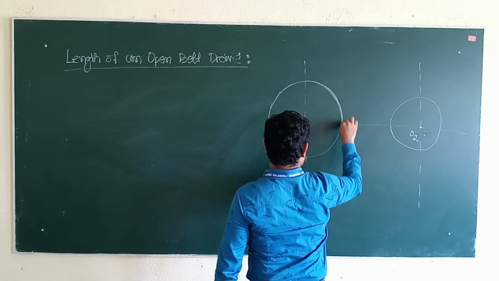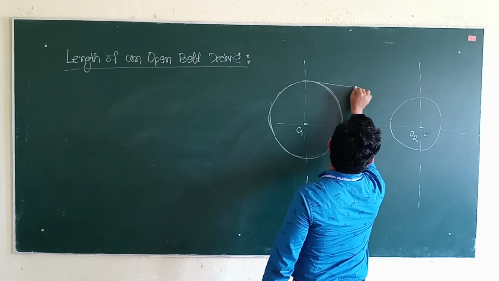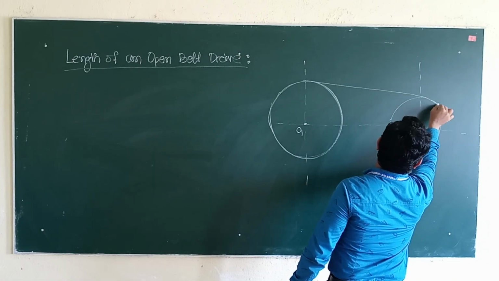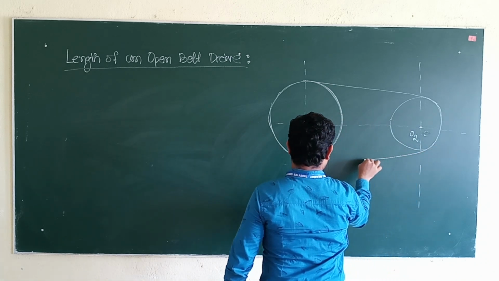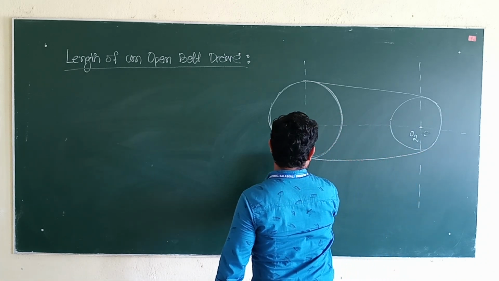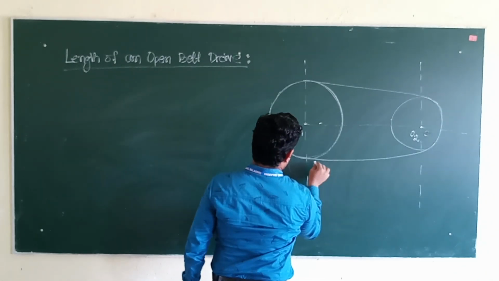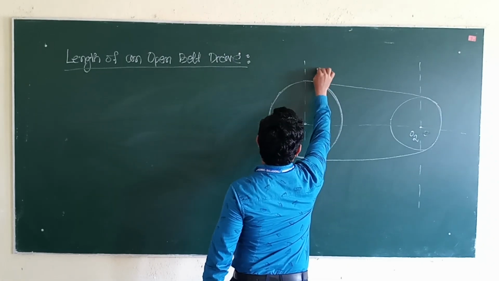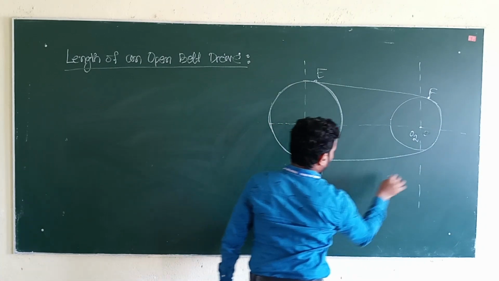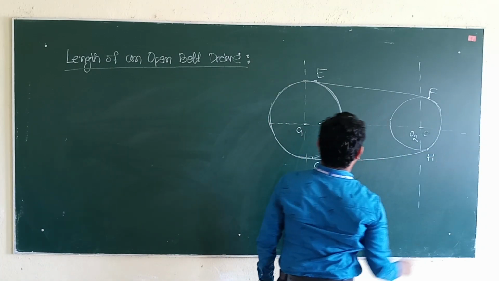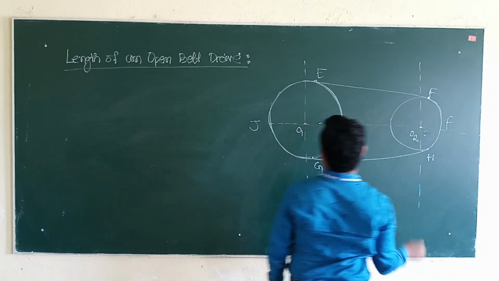Look here, the belt. How will the belt go from the larger pulley? The belt will go like this. It will enter the smaller pulley here, and now it will leave the pulley and enter. This is the belt drive, open belt drive. So where it will touch, that is E, F, and this is G, this is H. See, the left side that is your J, the right side that is your F.